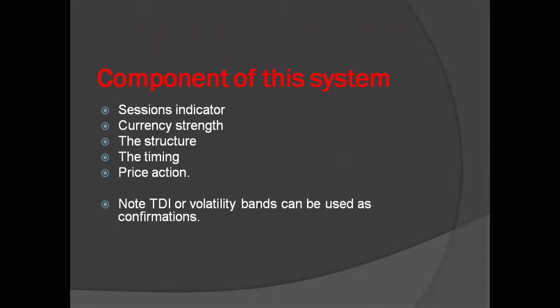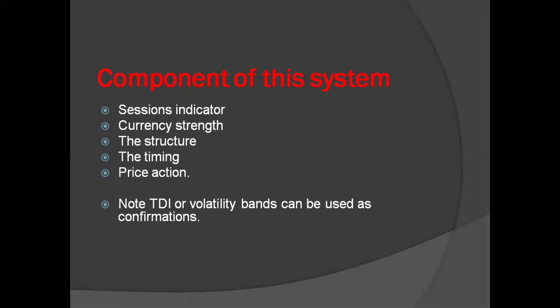All right, so what are the components of this system, and how are you going to trade the system? I've divided the components of the system into basically five. You need a session indicator, if you're working with your laptop. If you're not working with your laptop, you're working with your phone, I'm still going to show you how to identify that on your mobile phone, and how to trade in alignment with the system.